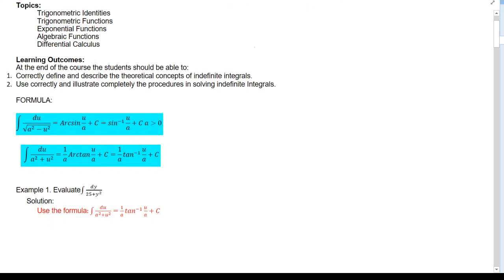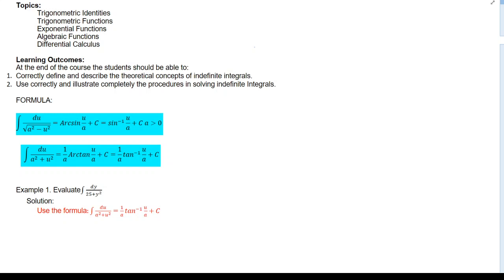So we have here two formulas for inverse trigonometric functions. The first is the integral of du over the square root of a squared minus u squared, where a squared is a constant and u is in terms of x and y, that is the variable. That is equal to the arc sine of u divided by a plus c.